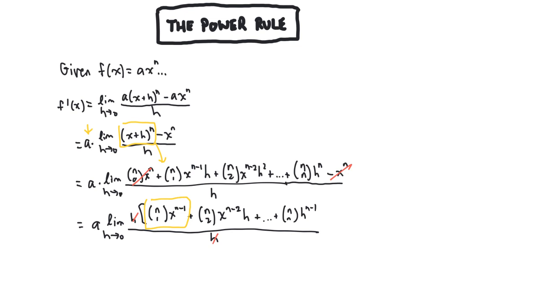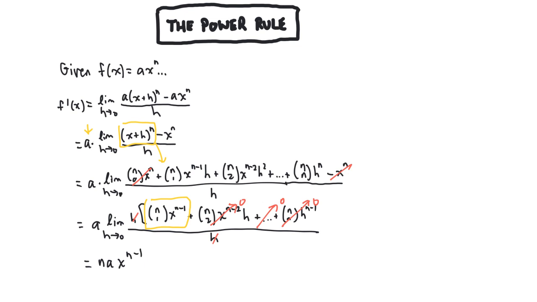And that means the derivative will be nothing more than a times n choose 1 times x to the n minus 1. And if you recall, n choose 1 is how many ways can you choose one thing from n things? That's just n. So a times n x to the n minus 1 simplifies to na x to the n minus 1. And that's the derivative of our power function.